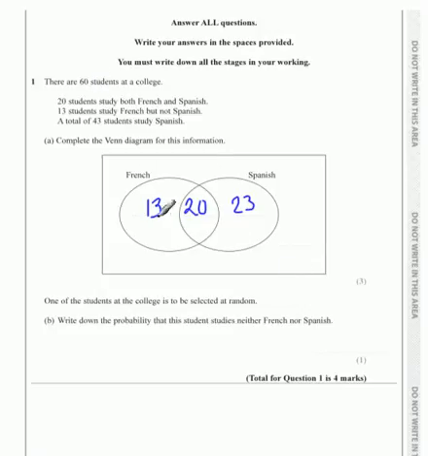So we can do 60, take away these three, will give us that number. So adding these three up is going to give us 33 and then 56. So we've got 4 on the outside. Probability that they study neither French nor Spanish then is going to be these 4 on the outside. So that's 4 out of 60. And simplifying that down gives us 1 out of 15.